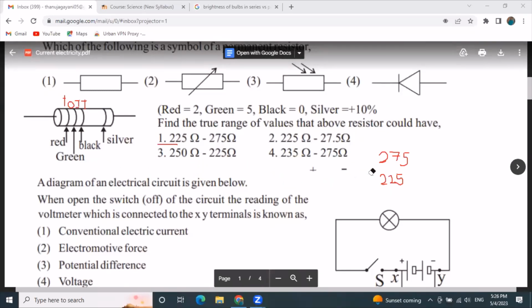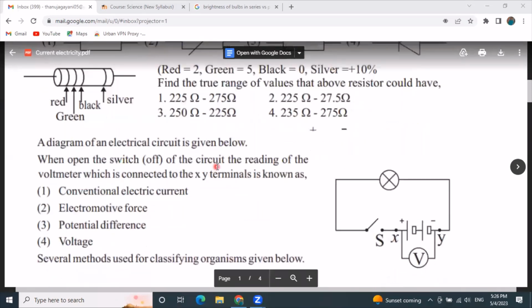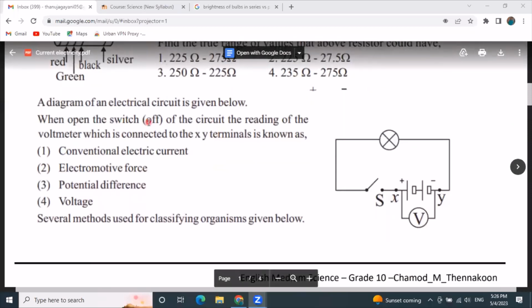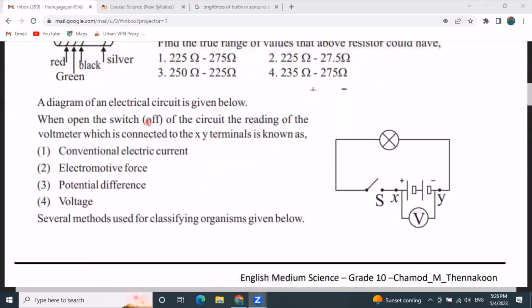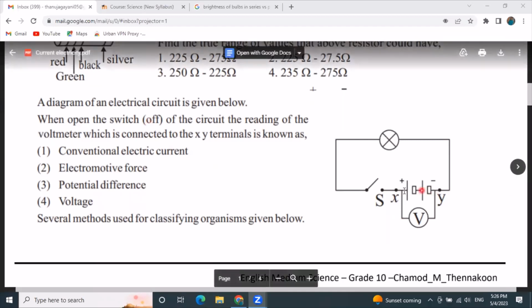You can correct your answers by pausing the video or taking a screenshot. Next question. A diagram of an electrical circuit is given below. When the switch is open, they have given us in brackets, off, of the circuit. The reading of the voltmeter which is connected to the X and Y terminals is known as. You can see the X and Y terminals here and the voltmeter connected. We know that with a voltmeter we can measure the potential difference, for the voltage.